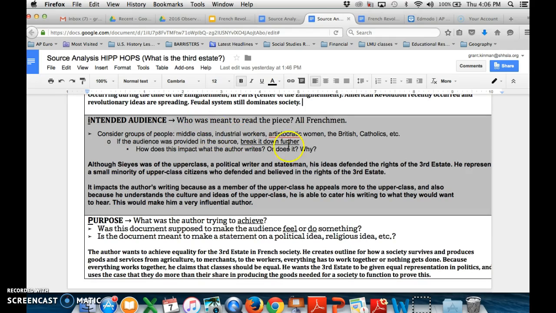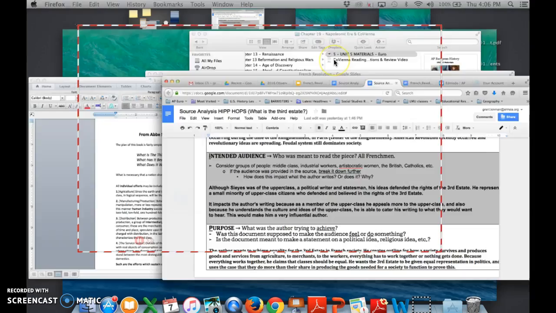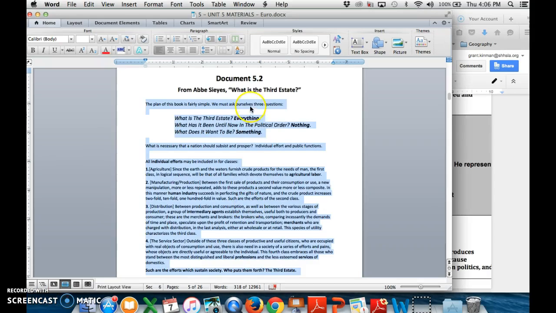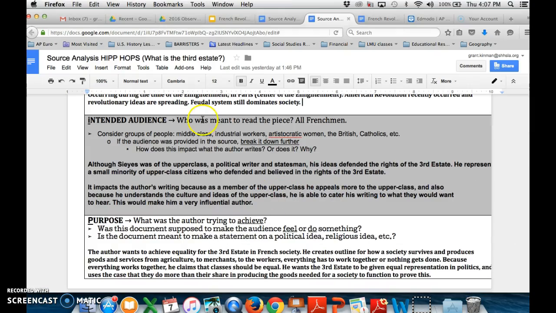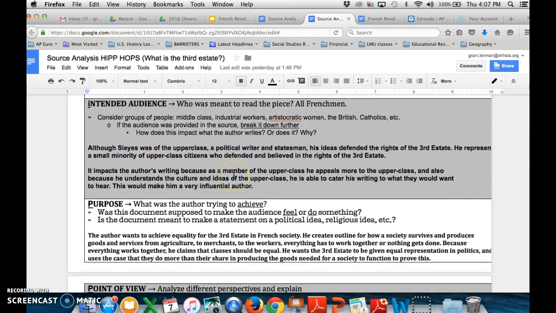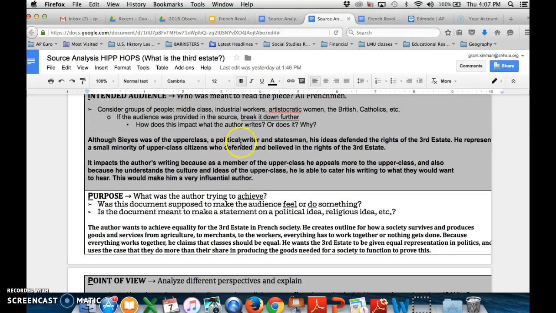So intended audience, who's meant to read this piece? Well, let's go back to the piece real quick. The key here is the author. Who is this guy? I can tell you from research, I had to do a little outside research on him, which you might have to do on some of the authors. Who was he? Well, Sieyès was an upper-class political writer and statesman, so he's a politician. And he's not a member of the Third Estate. He actually represented a small minority of upper-class citizens who defended and believed in the rights of the Third Estate. So that's who he was.